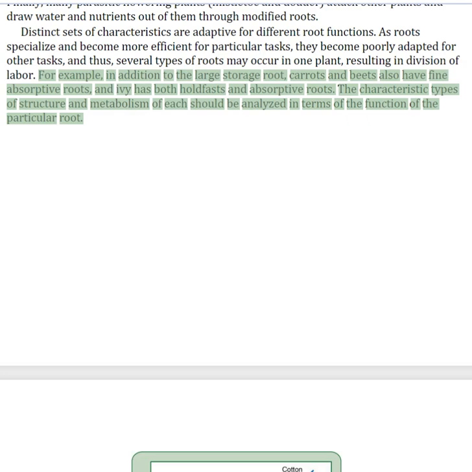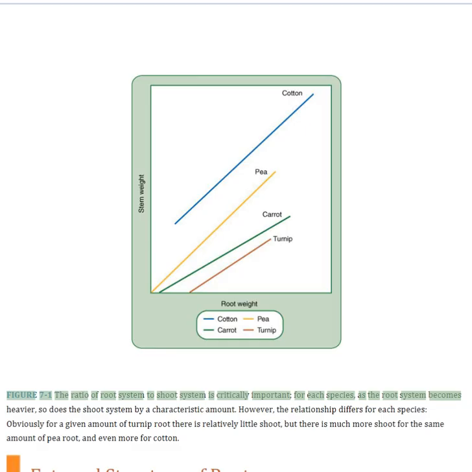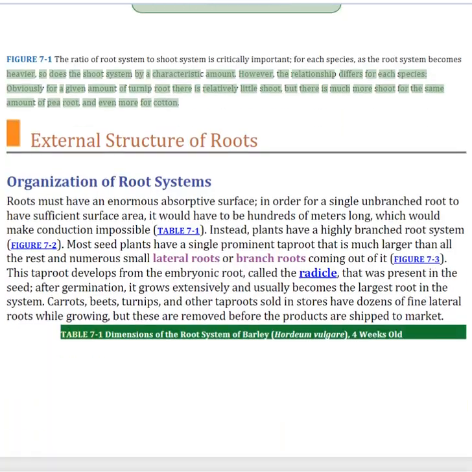The characteristic types of structure and metabolism of each should be analyzed in terms of the function of the particular root. Figure 7.1 The ratio of root system to shoot system is critically important for each species. As the root system becomes heavier, so does the shoot system by a characteristic amount. However, the relationship differs for each species. Obviously, for a given amount of turnip root there is relatively little shoot, but there is much more shoot for the same amount of pea root, and even more for cotton.